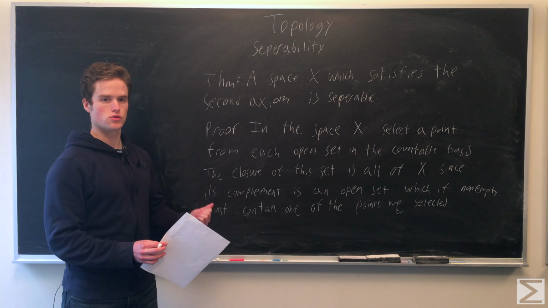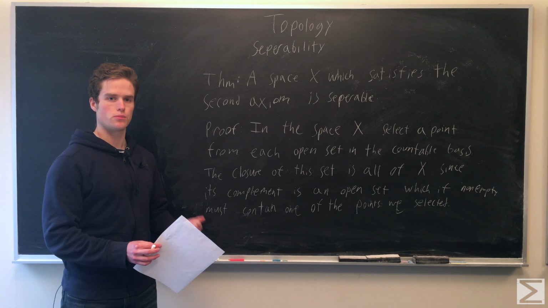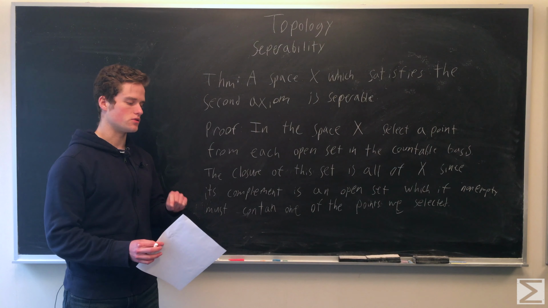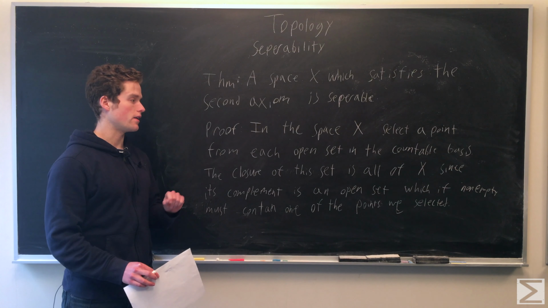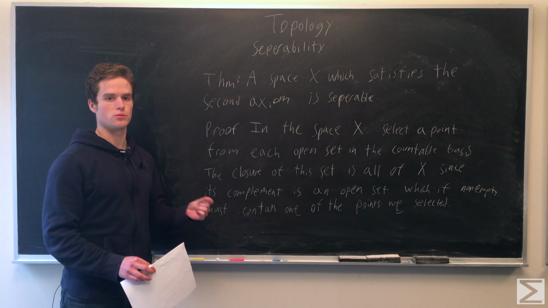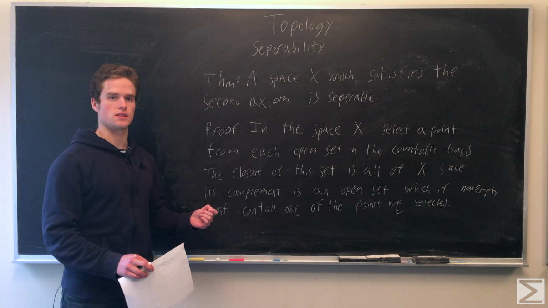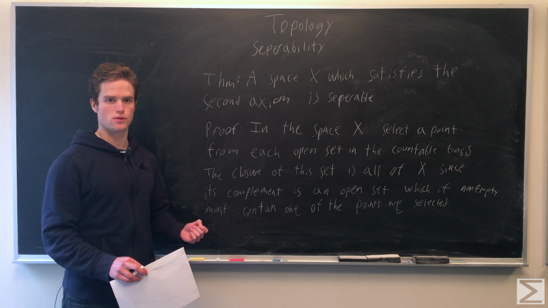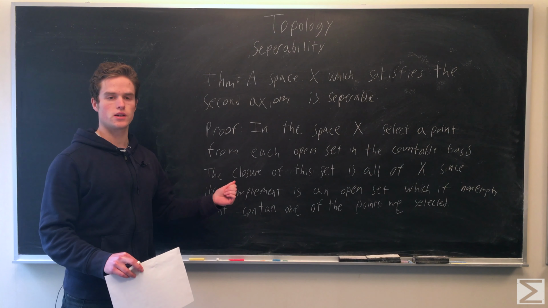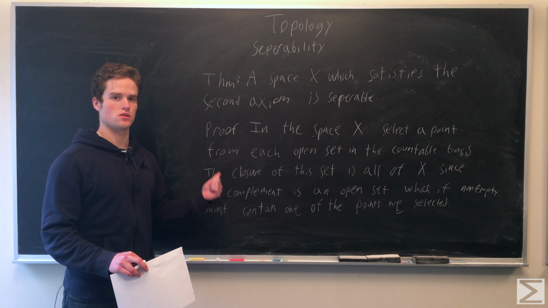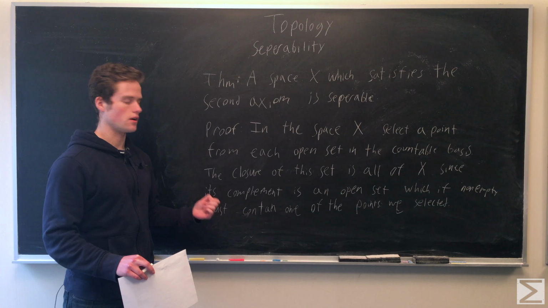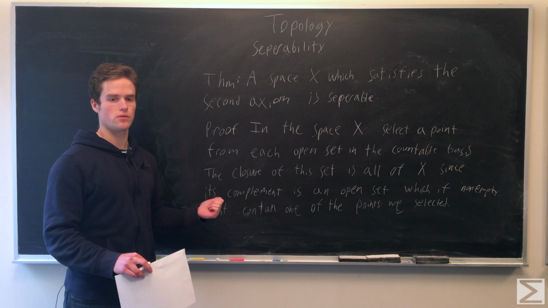Note that the closure is a closed set, so the complement of the closure is an open set. And since we select a point from each open set in a countable base, any open set in X must contain at least one of our points, because open sets are the union of open sets in the base, which we selected points from. And so if the closure is not all of X, we have an open set which does not contain a point, which is a contradiction. And so the closure must contain all of X. And so X must be separable.